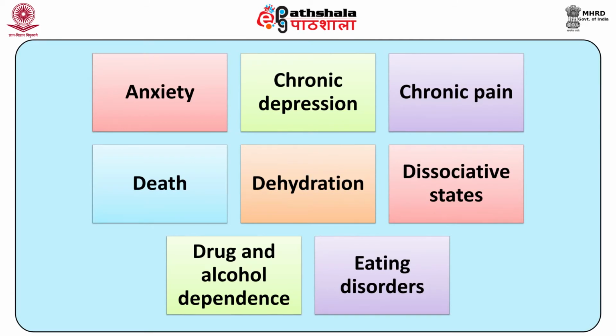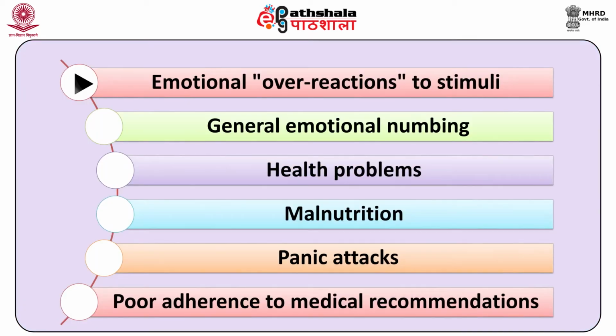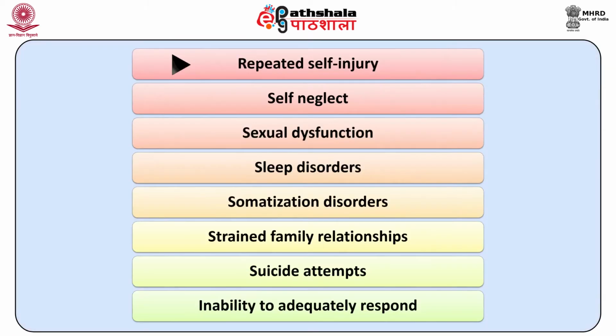Now, what are the different effects of domestic violence? Anxiety, chronic depression, chronic pain, death, dehydration, dissociative states, drug and alcohol dependence, eating disorders, emotional overreactions to stimuli, general emotional numbing, health problems, malnutrition, panic attacks, poor adherence to medical recommendations, repeated self-injury, self-neglect, sexual dysfunction, sleep disorder, somatization disorders, strained family relationships, suicide attempts, inability to adequately respond to the needs of their children.